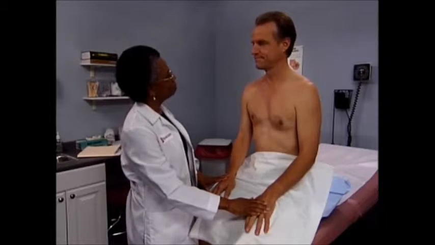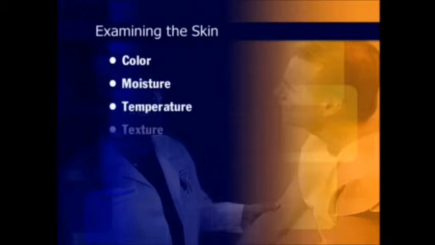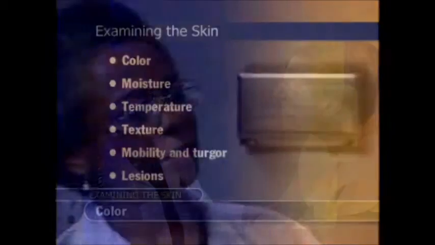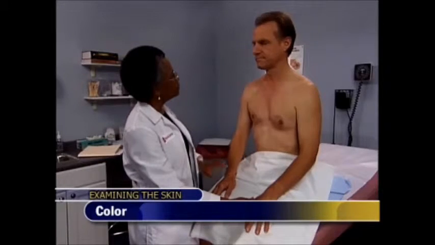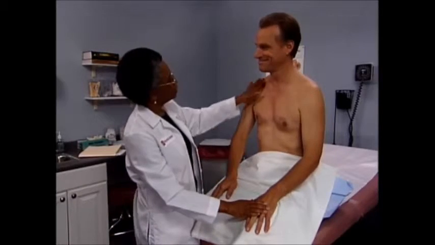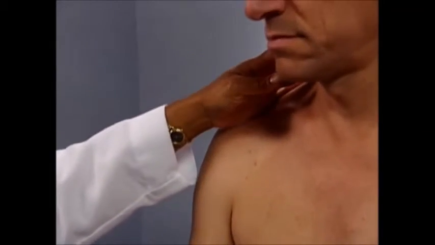Inspect and palpate the skin, noting its color, moisture, temperature, texture, mobility and turgor, and any lesions. A patient may notice changes in skin color before you do. Ask if the patient has noticed any such changes, specifically increased pigmentation, most often increasing brownness, or loss of pigmentation, redness, pallor, cyanosis, or yellowing of the skin.